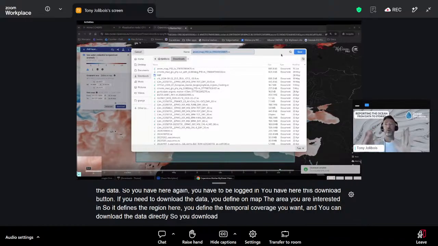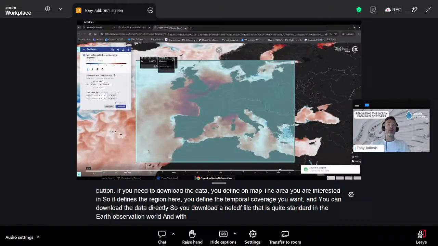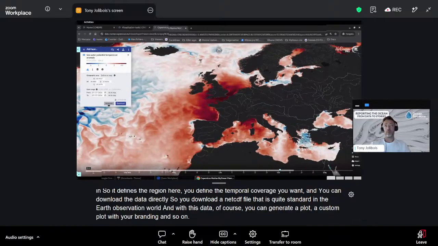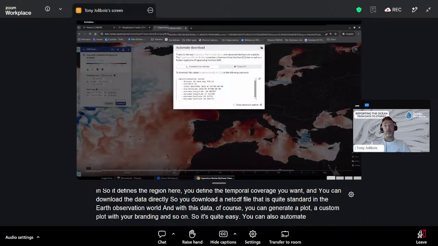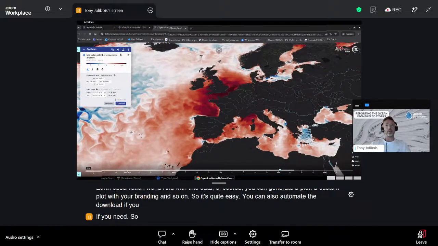You download a netCDF file that is quite standard in the Earth observation world. With this data, of course, you can generate a custom plot with your branding and so on. So it's quite easy. You can also automate the download if you need. So that's it for the download.